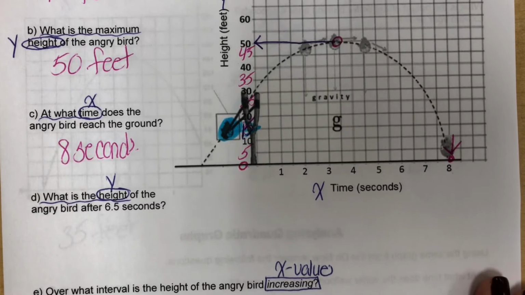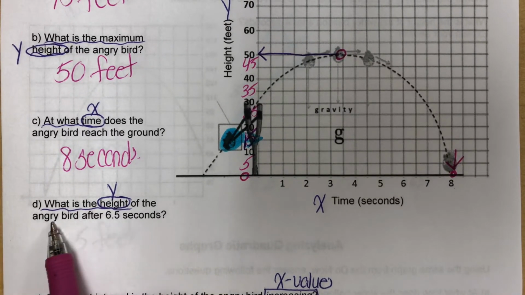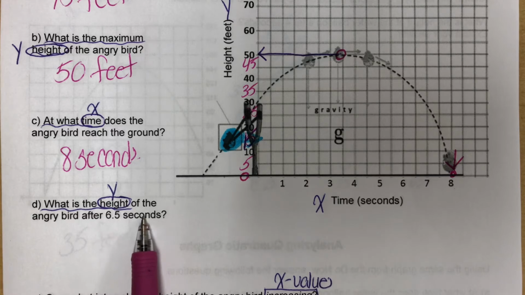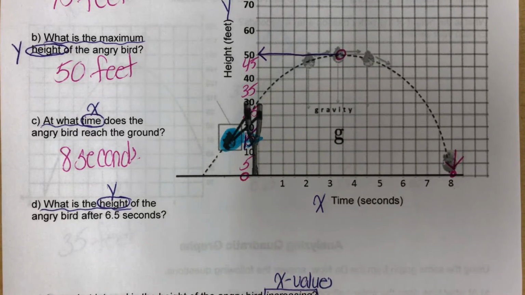Part D, it says, what is the height? Again, height is a y value. So at what height does the Angry Bird reach after 6.5 seconds? Now, when I look at my x-axis, because 6.5 seconds would be an x value, I don't see 6.5 anywhere. So I'm going to have to figure out what I'm counting by. What's my scale for my x-axis?